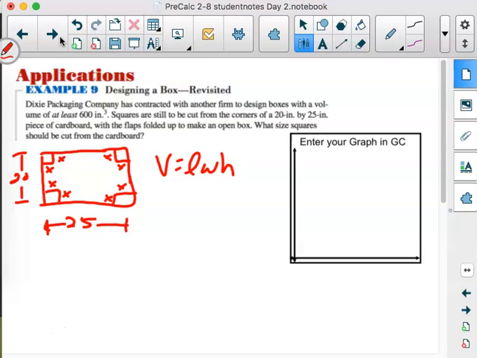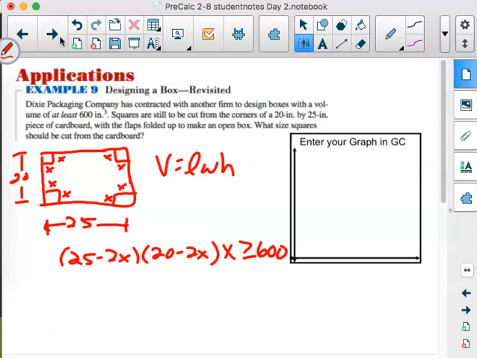So it was 25, but they're going to cut an x off here and an x off here. So that'll be 25 minus 2x. This was 20, but they're going to cut an x off of here and an x off of here. So 20 minus 2x. And when we fold it up, this little flap will be the height. So that's x. Now, what did they say about that volume? It has to be at least 600. Well, 600 is at least 600, so we could use an equals bar on that one. But at least tells us it could be 601, 602, 603, so greater than or equal to 600.